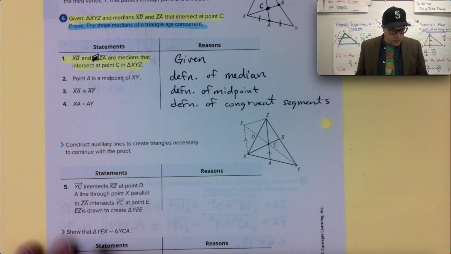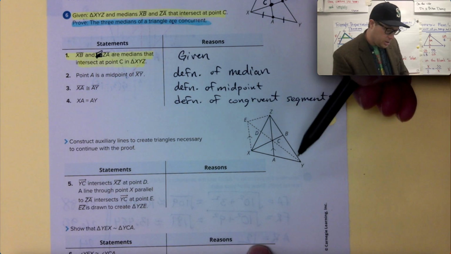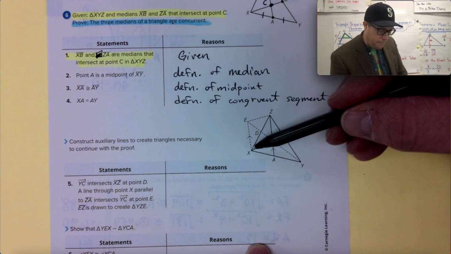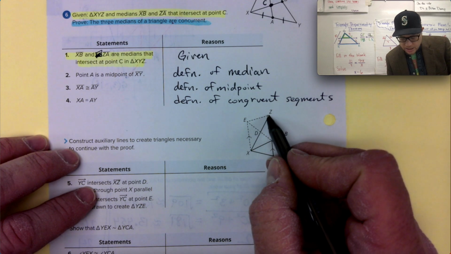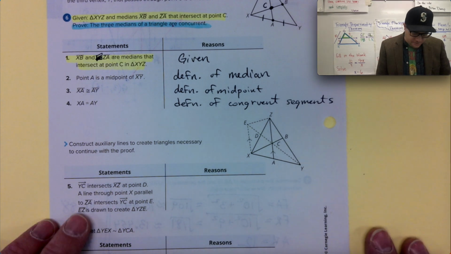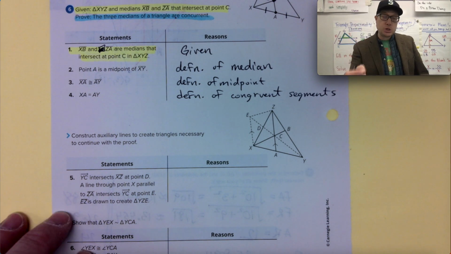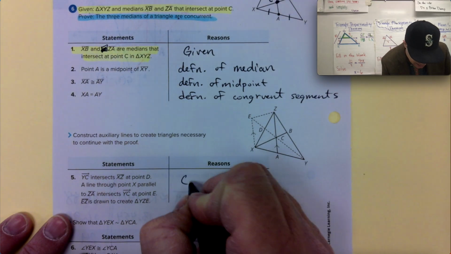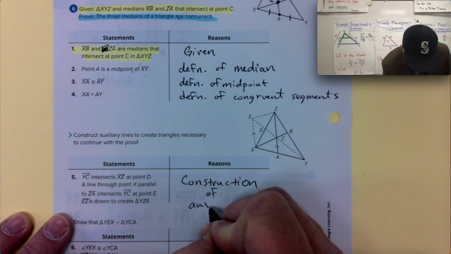Now it keeps going. We're going to say construct auxiliary lines to create triangles necessary to continue with the proof. So they created a line that goes through C and ends out here at E. And then they created a parallel line, XE, parallel to AZ. And then just connected it out again here, EZ, to make the third one. So these are the auxiliary lines, 3 of them that are created. And the reason for statement 5 is literally because we had to do it. There is a way to construct parallel lines, and there is a way to draw a line from one point to the next. This is literally by construction of auxiliary lines.